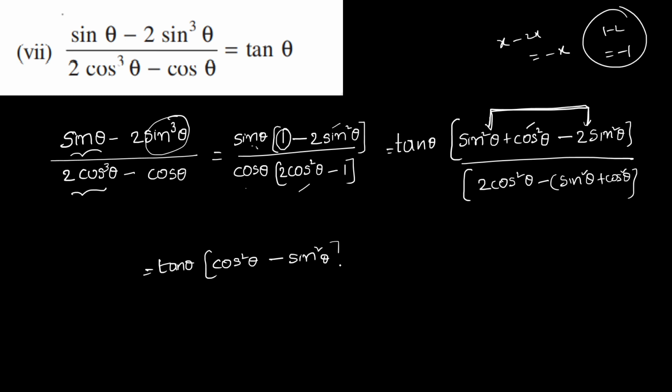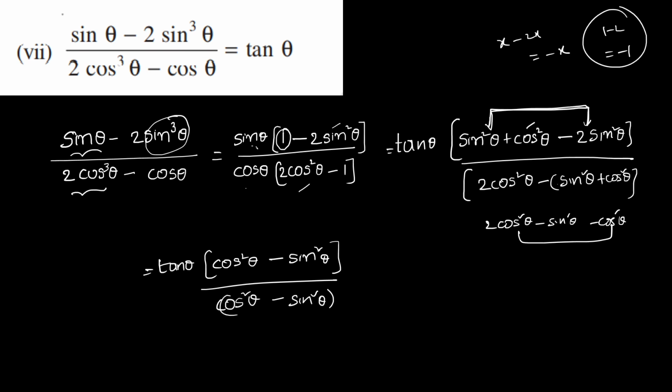And similarly in the denominator here 2 cos square is there, minus will be distributed to both here and here, so it will become 2 cos square minus sin square minus cos square. 2 cos square minus cos square, and we are left with minus sin square. And see here cos square minus sin square, cos square minus sin square will get cancelled out, and the answer is tan theta. So that's what we have to prove.